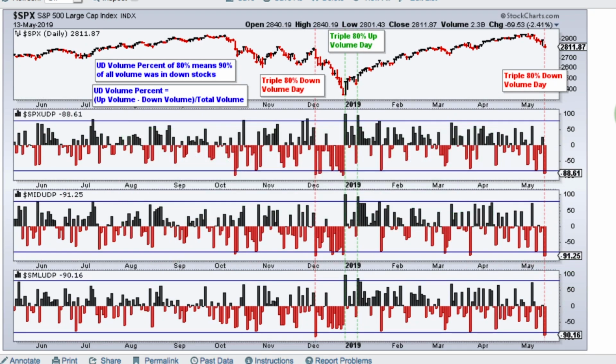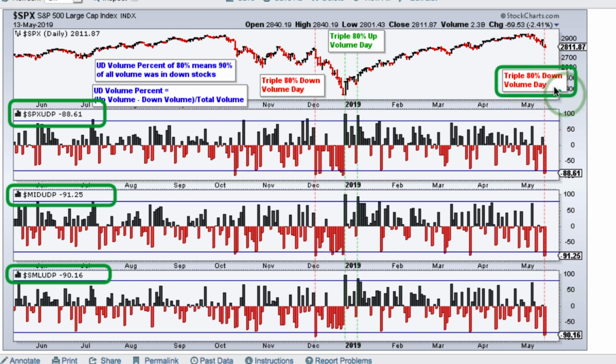All right, so now I've got S&P 500 up, down, volume percent, S&P Mid-Cap 400 up, down, volume percent in the middle window, and S&P Small Cap 600 up, down, volume percent. And you can see all three readings are below minus 80%. And so when you get a reading below minus 80%, that tells you that down volume was 90% or more of total volume. And so if we look at this indicator, you can see we've gotten the triple 80% down volume day basically here yesterday on Monday. So that's a lot of selling pressure.